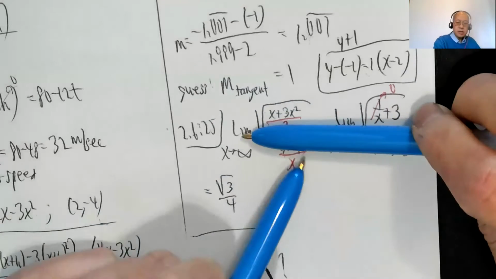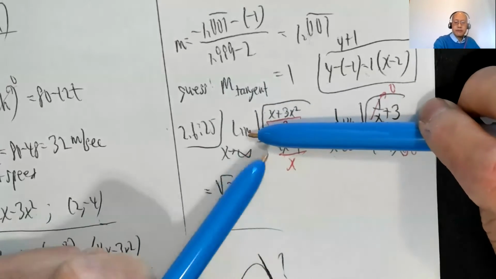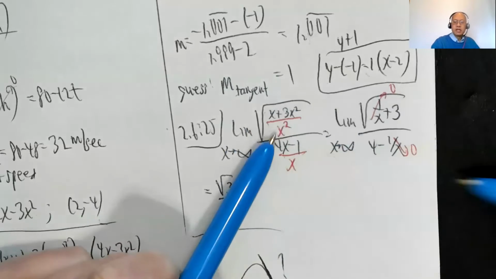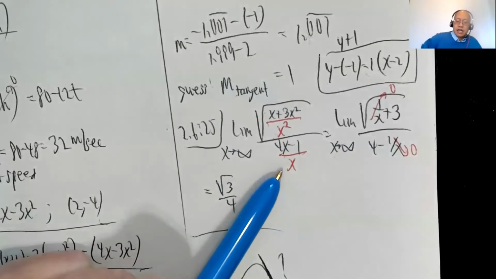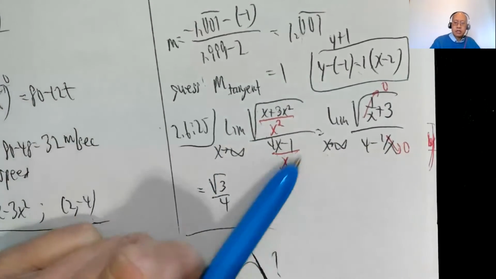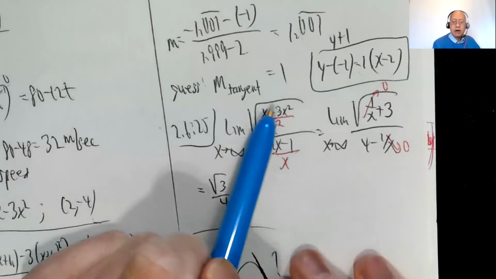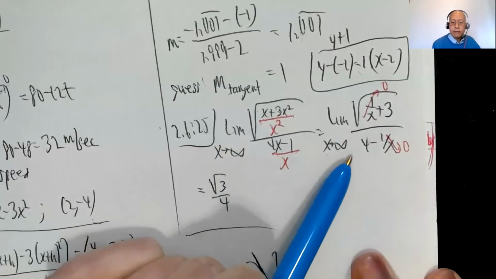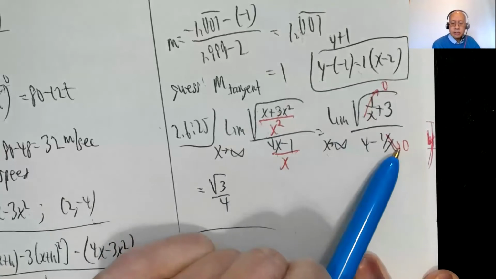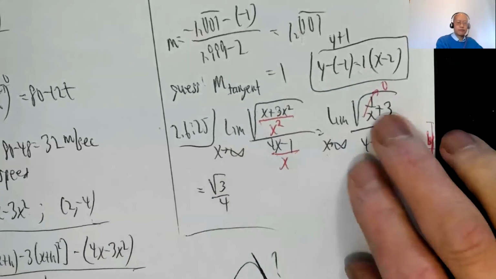2.625, limit as x approaches infinity of radical (x plus 3x squared) over (4x minus 1). Divide top and bottom by x. Divided by x outside means divide by x squared inside. So this gives me the limit as x approaches infinity of radical (1 over x plus 3) over (4 minus 1 over x). Now when x gets big, that's 0, that's 0. So I end up with radical 3 over 4.